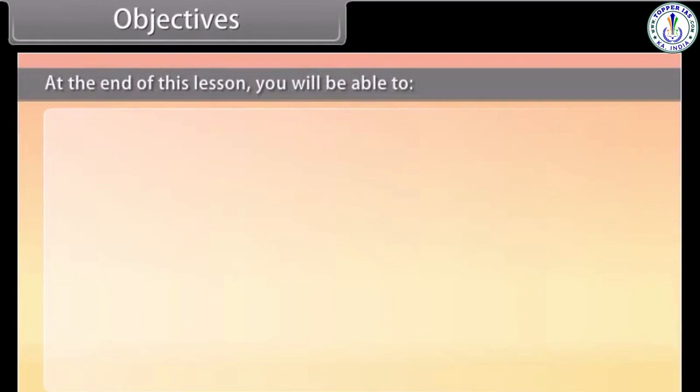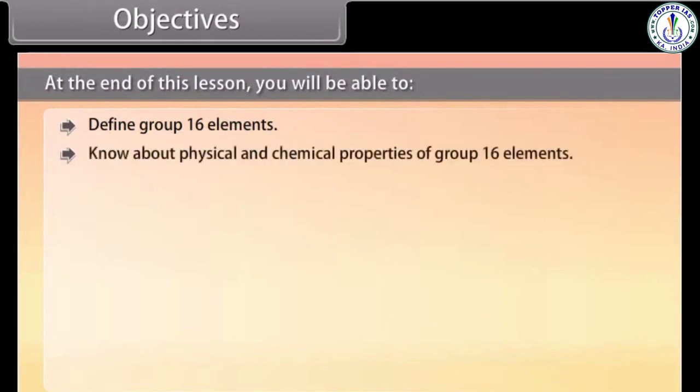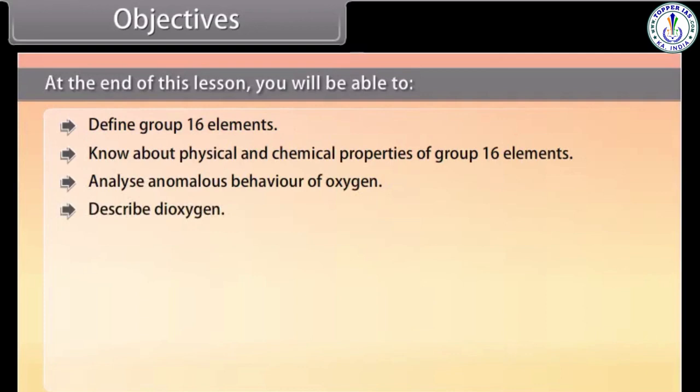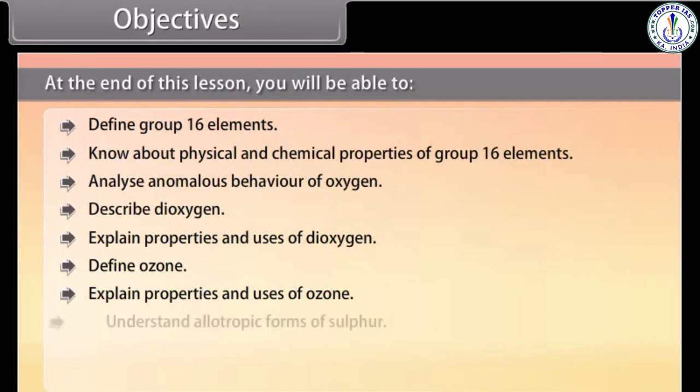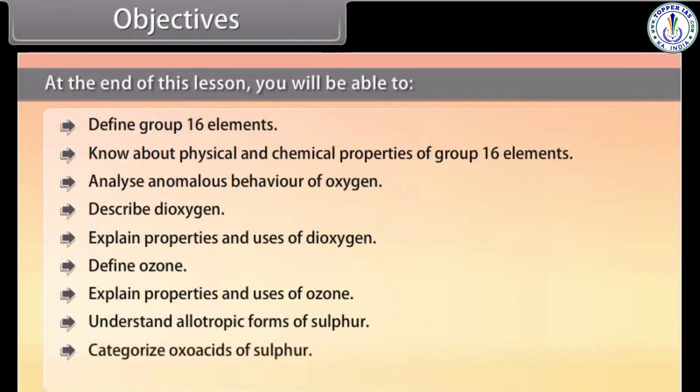Objectives. At the end of this lesson, you will be able to define group 16 elements, know about physical and chemical properties of group 16 elements, analyze anomalous behavior of oxygen, describe dioxygen, explain properties and uses of dioxygen, define ozone, explain properties and uses of ozone, understand allotropic forms of sulfur, categorize oxoacids of sulfur, explain sulfuric acid.